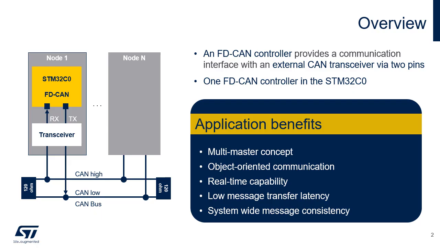The Flexible Datarate Controller Area Network, or FDCAN, is a standardized serial differential bus broadcast interface that allows a microcontroller to communicate with external devices on the same network bus. The FDCAN interface is highly configurable, enabling nodes to connect using only 2 wires. Applications benefit from several features.